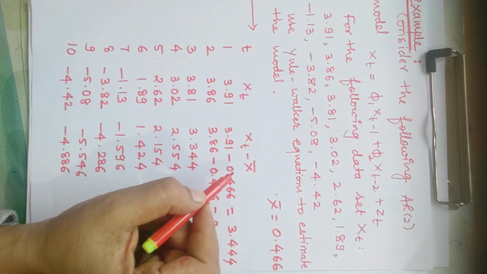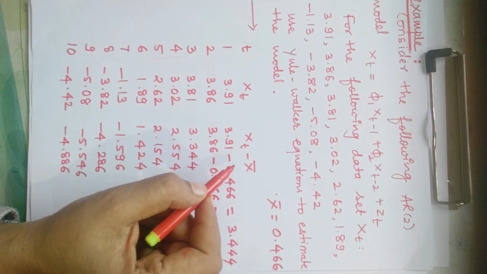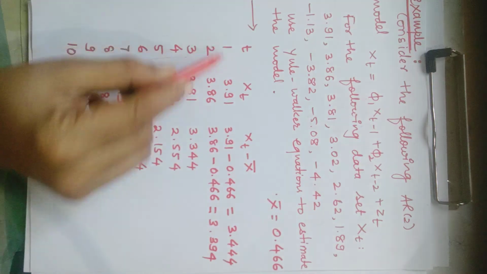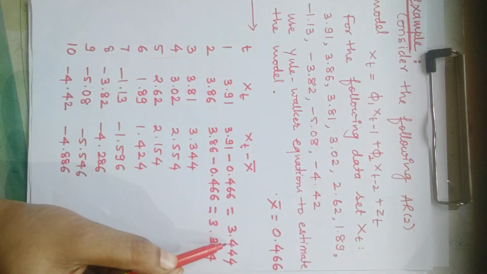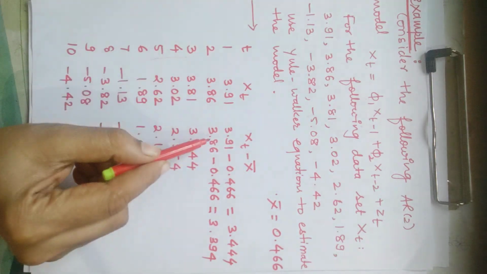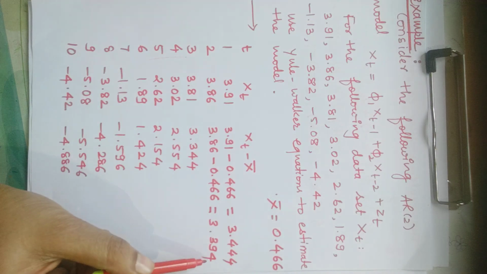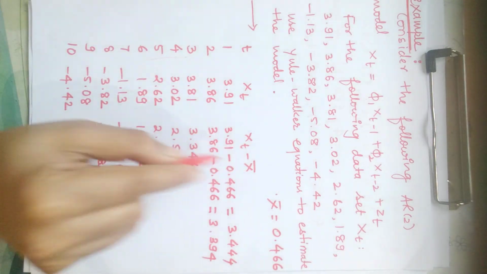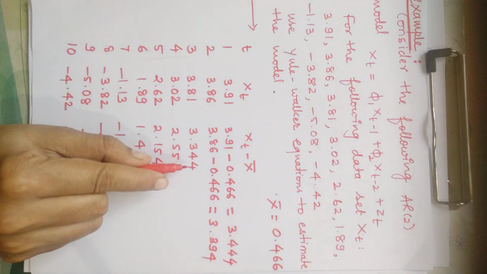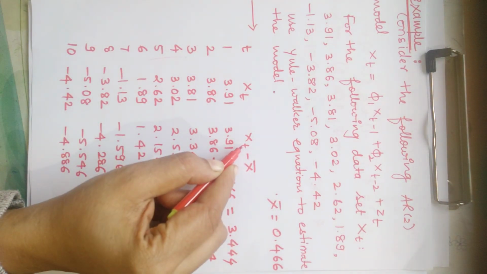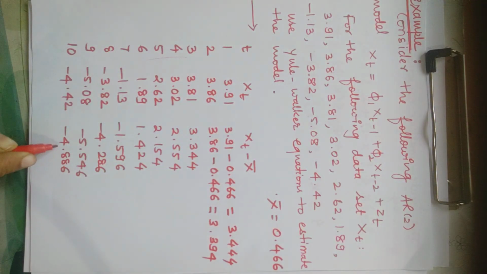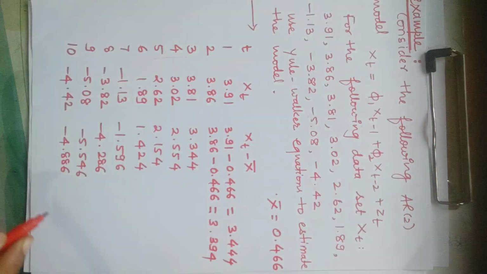So in the covariance function, we need this xt minus x bar. If t is 1, then x1 minus x bar is this value. If t is 2, x2 minus x bar is 3.394. If t is 3, then x3 minus x bar is 3.344. Then if t is 10, then x10 minus x bar is minus 4.886. So in this way we have to use this table.